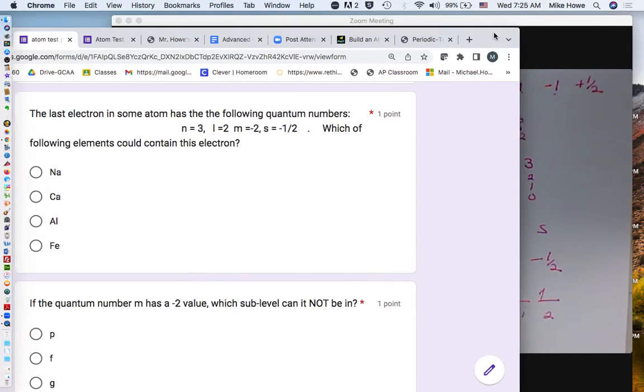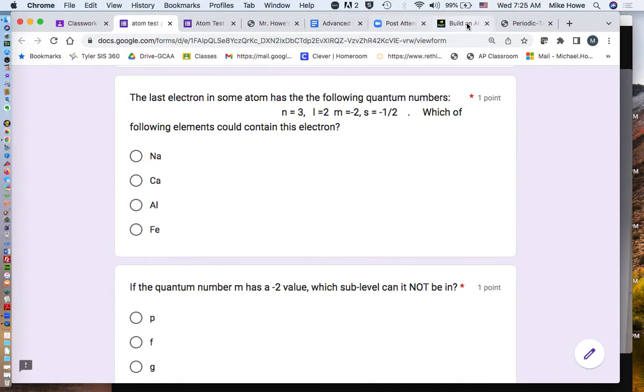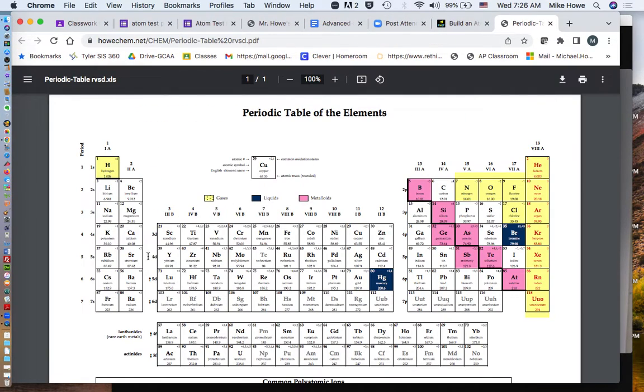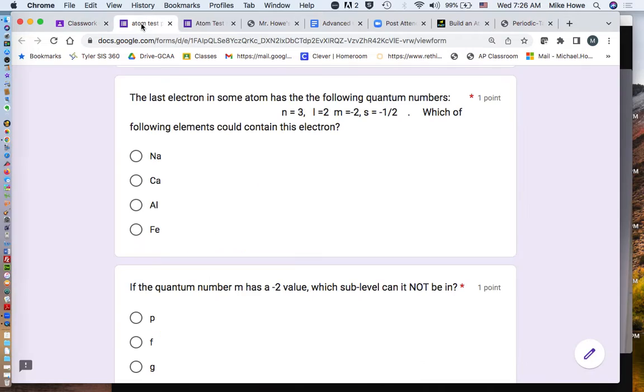So then if you go back to 3D6, let's pull up the periodic table. 3D starts here, so it'll be 1, 2, 3, 4, 5, 6. 3D6 is iron. So we're hoping that iron is an option, and look, it is.